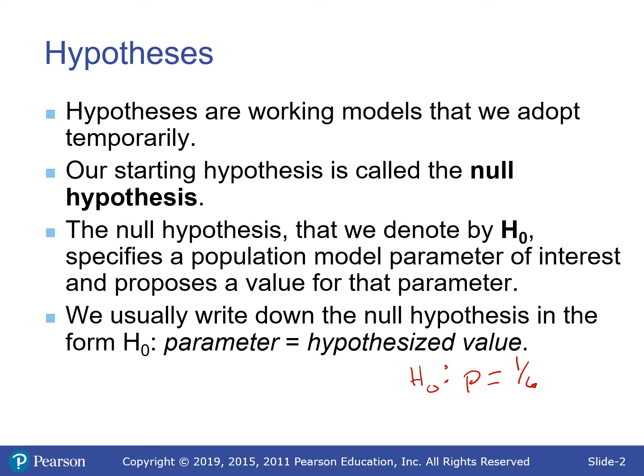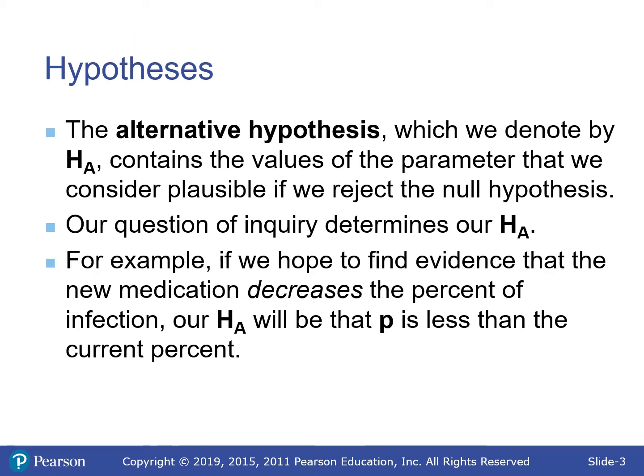It's P, it's the parameter. It's not P hat. We don't need to hypothesize something about our sample. We're going to find out what's about the sample. This is about the population. And it's always equals. The alternative hypothesis is what we're trying to show, or what we think is happening. It's plausible if we reject the null hypothesis. We'll talk a lot about that today.